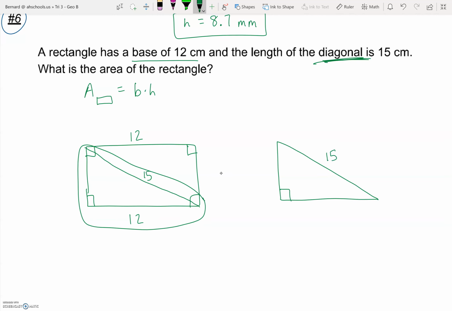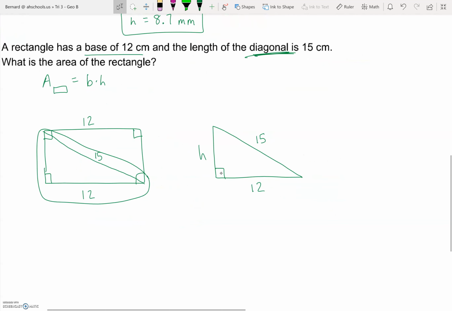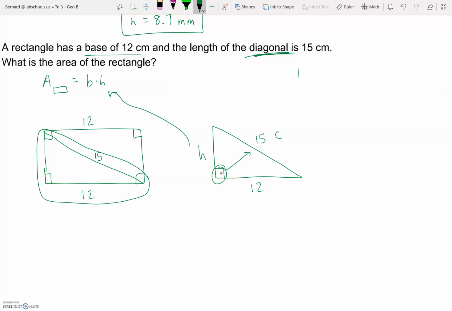And that slanted side's 15, the bottom's still 12. And then we'll consider that left side to be our height. And so if we use Pythagorean Theorem to solve for h, we can get our height, and then we can plug that back into our area equation up here. So find your 90, look across from it, there's our c. And so h squared plus 12 squared equals 15 squared in this situation. Solve for h.